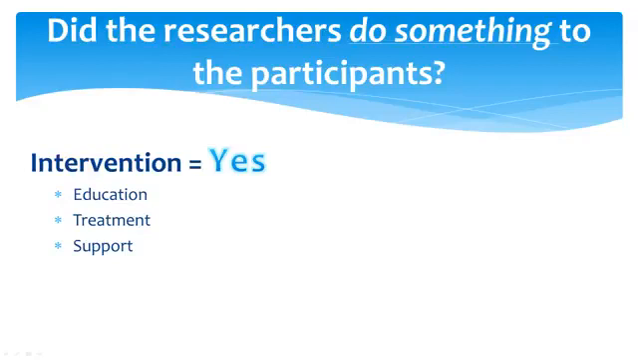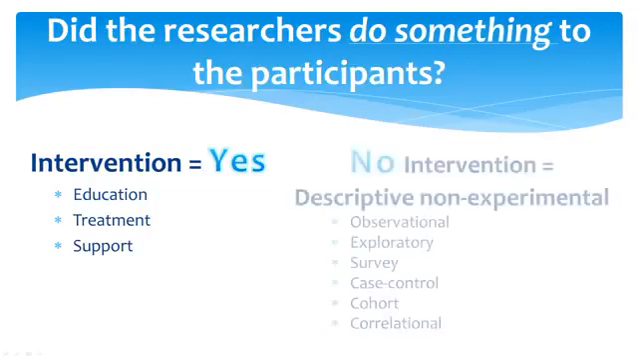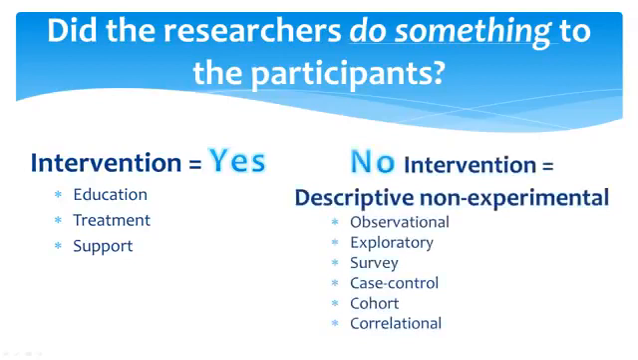If the answer is yes, there was an intervention, then the study is either quasi-experimental or experimental. I will tell you how to decide in a moment. If the answer is no, the study is descriptive non-experimental. Sure, you could be more specific in the description of the design, but for the purposes of grouping your research in a literature review, this label is often sufficient at an undergraduate level.